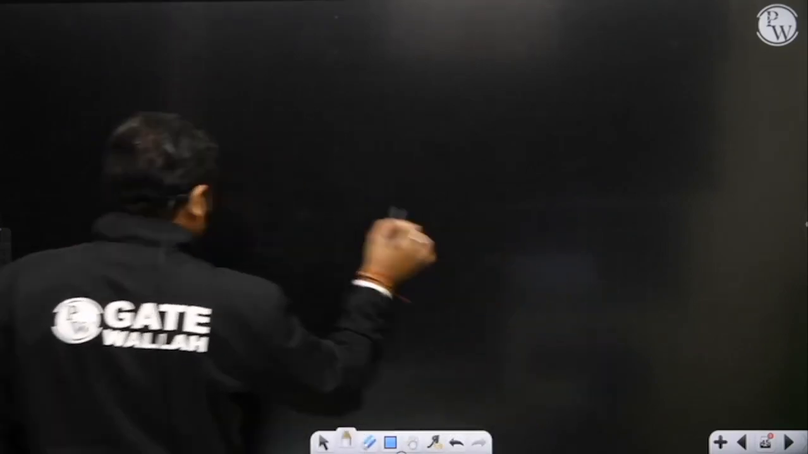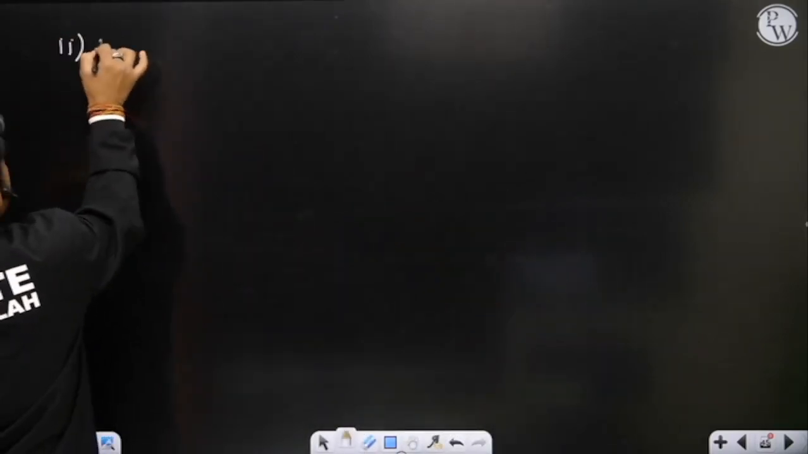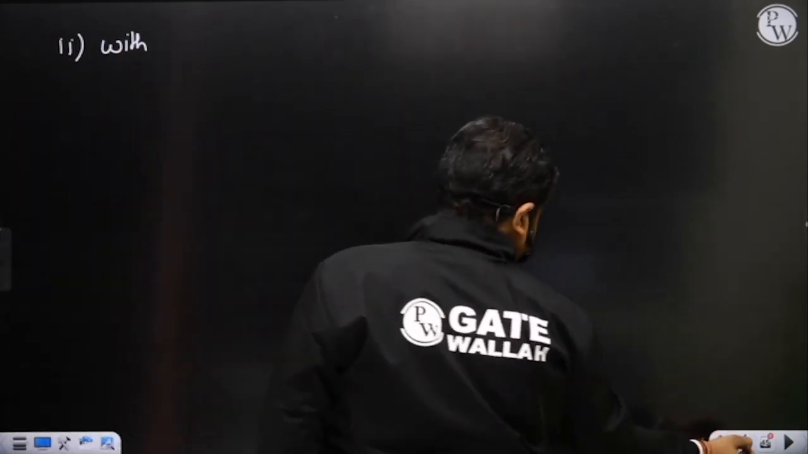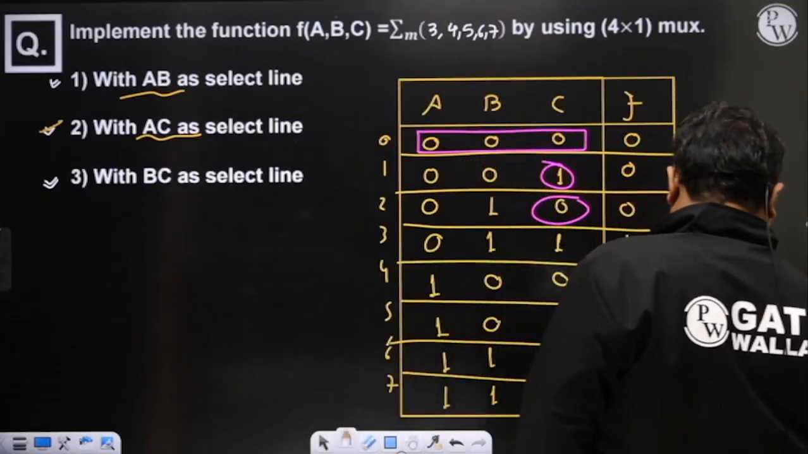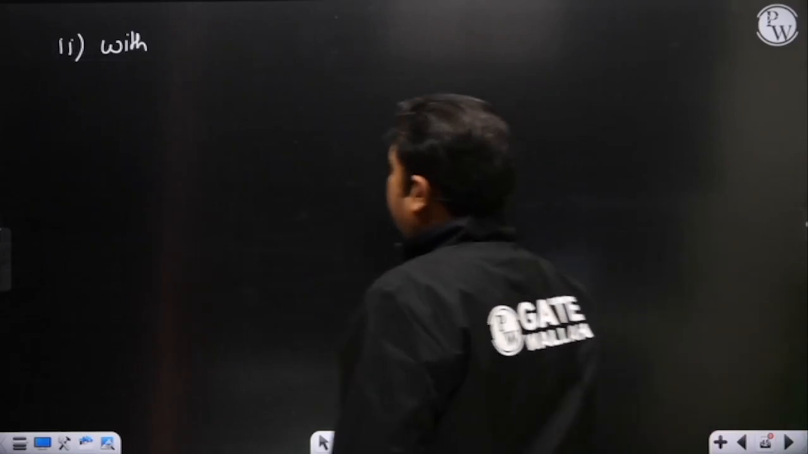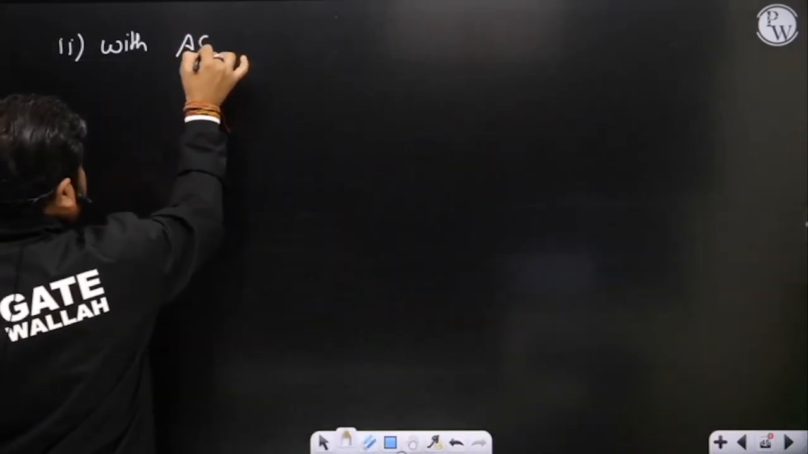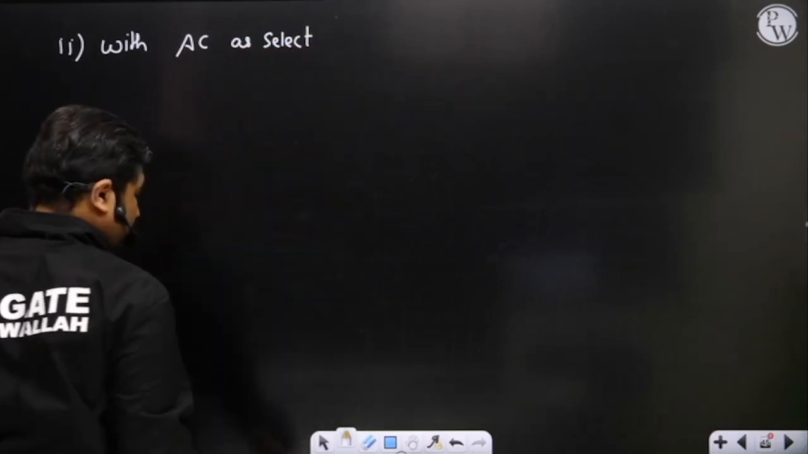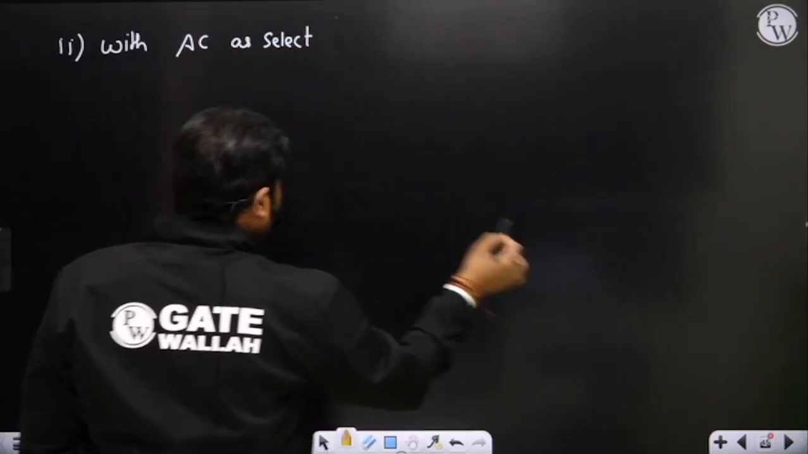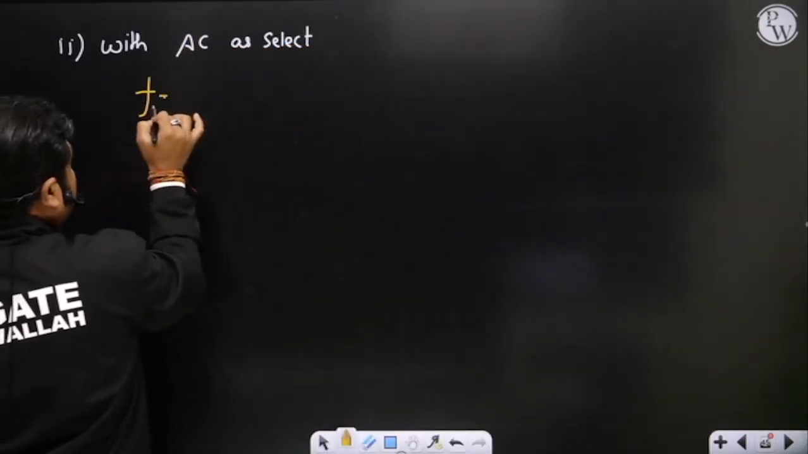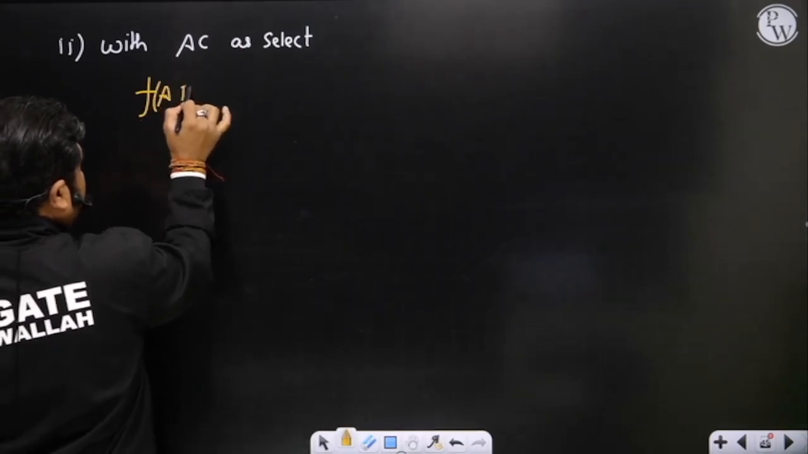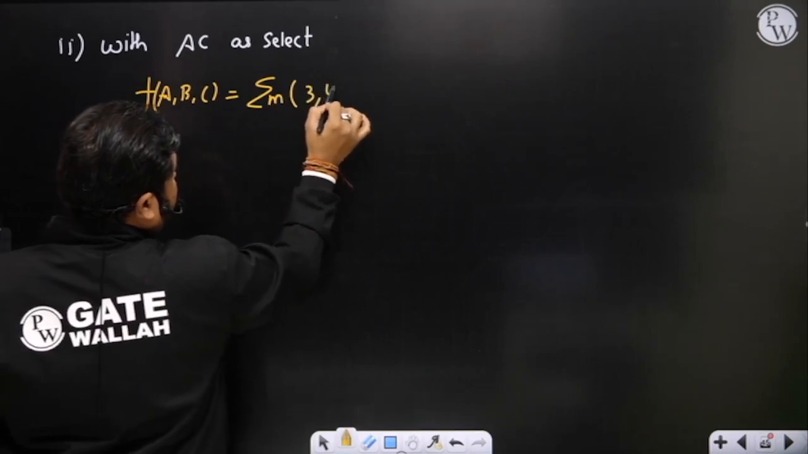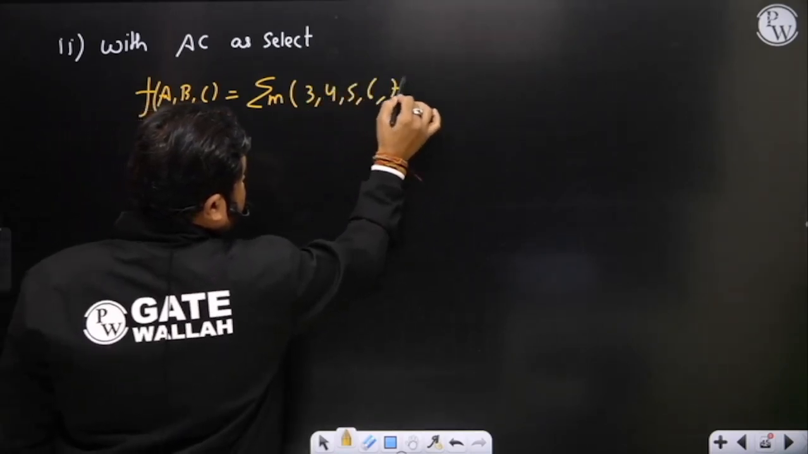Second case is with AC as the select line. AB, then AC. With AC as select, what is the function that we have to implement? Function f of a b c as summation of m 3 4 5 6 7.